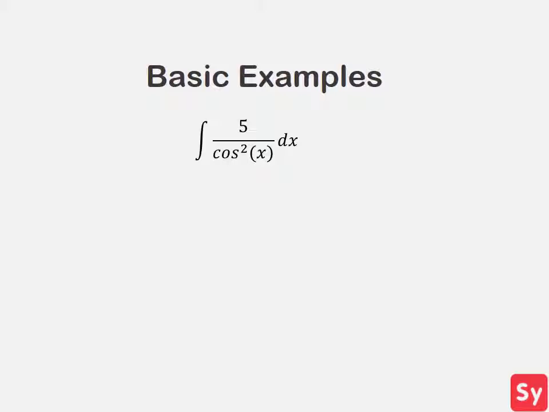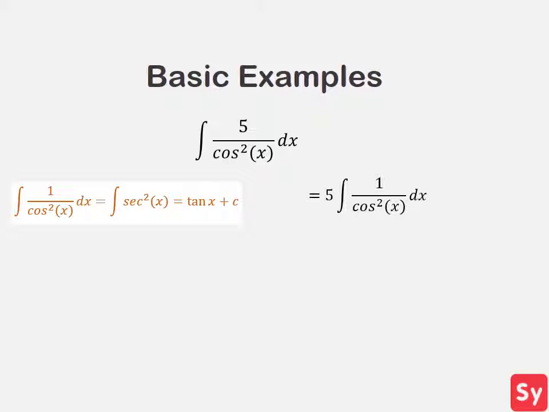Next example, we have the integral of 5 over cosine squared of x with respect to x. We see that 5 is a constant in the integrand, so we'll use the constant multiplication rule and we'll pull out the 5. Now we can see we have 1 over cosine squared of x in the integrand. So we'll use our integral trig identities and we'll replace the integral of 1 over cosine squared of x with tangent of x plus c. And this simplifies to 5 times the tangent of x plus c.